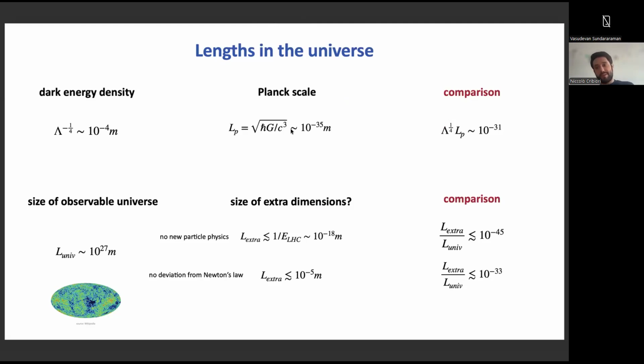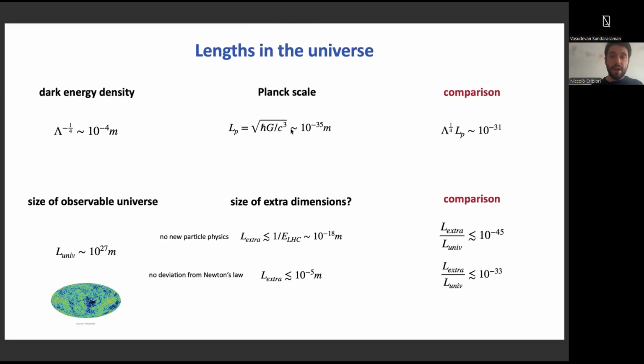Another very similar problem can be formulated by looking at the size of the observable universe, which is some 10 to the 27 meters. So it's huge, but finite as far as we know. On the other hand, the size of the would-be extra dimensions is much harder to estimate because we don't observe them, so we can just put upper bounds.